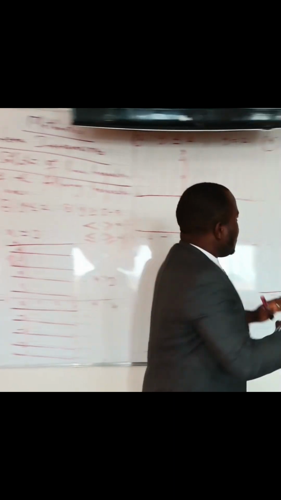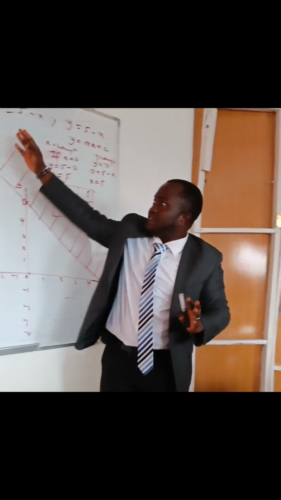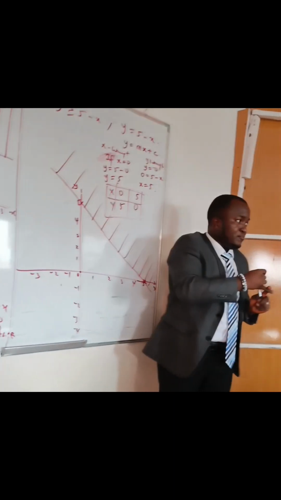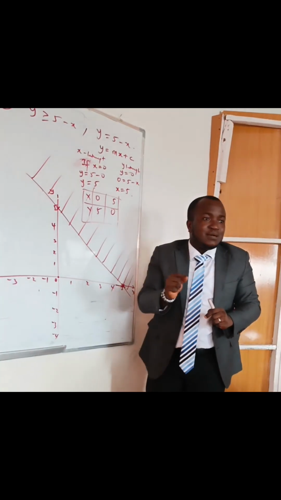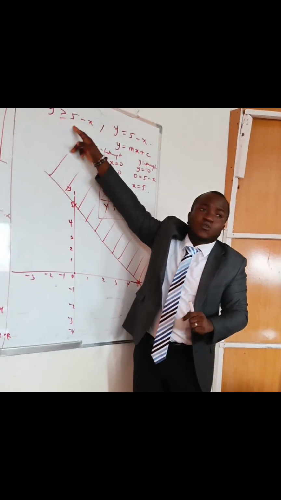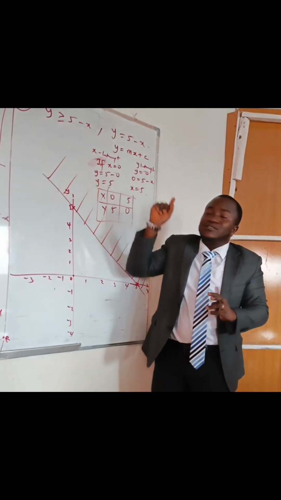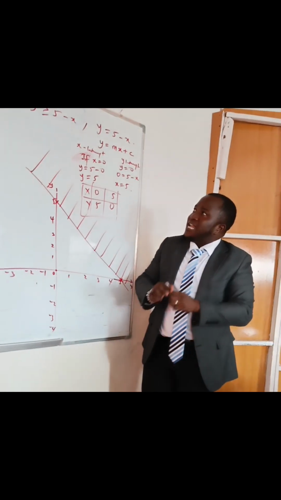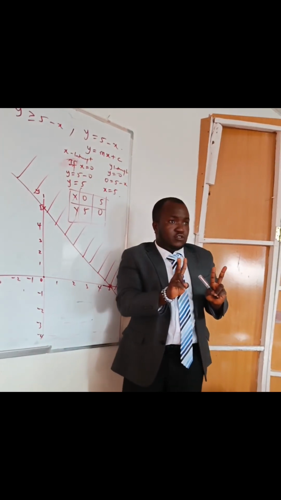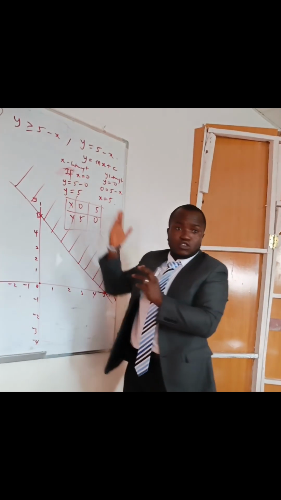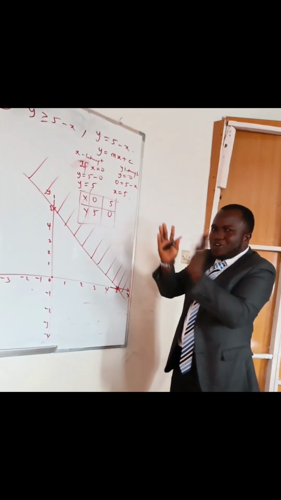And lastly, number 3. Quickly, number 3, this is different from example 1 and example 2. Example 3 is y greater than or equal to 5 minus x. Now this is a two variable question. So how are we going to solve this? You can see that it's so different.